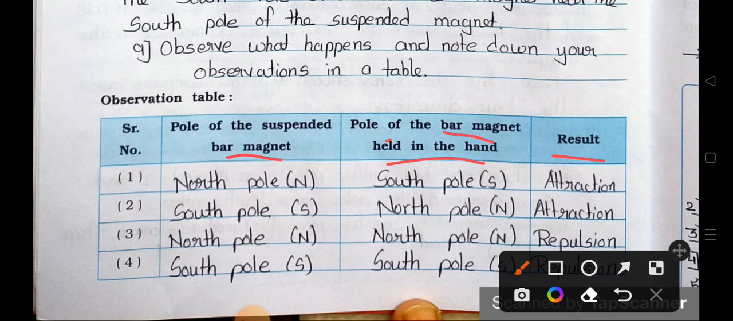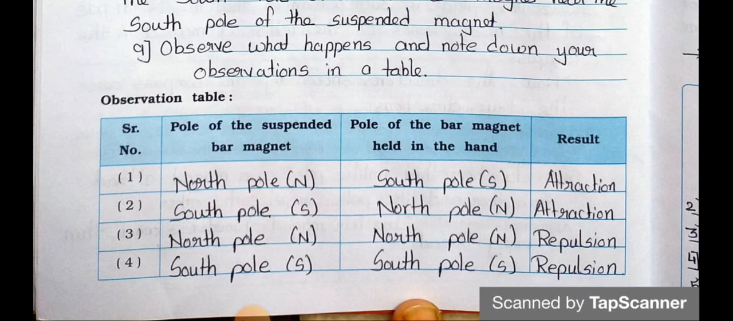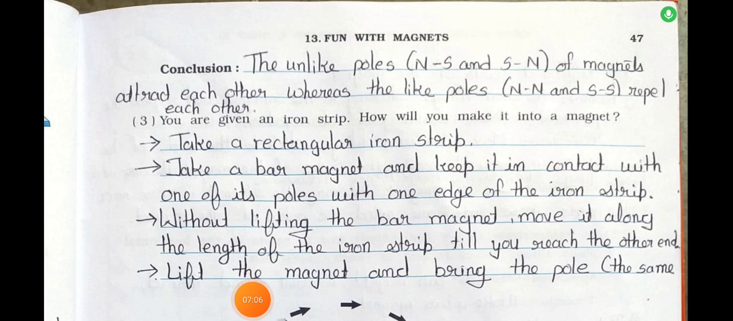See the first one: north pole, and here in the hand, south pole. Then attraction. South pole and north pole, attraction. North pole and north pole, then repulsion. South pole and south pole, then also repulsion. See the conclusion. The conclusion is that unlike poles, meaning north-south and south-north, of magnets attract each other, whereas like poles, meaning north-north and south-south, repel each other.